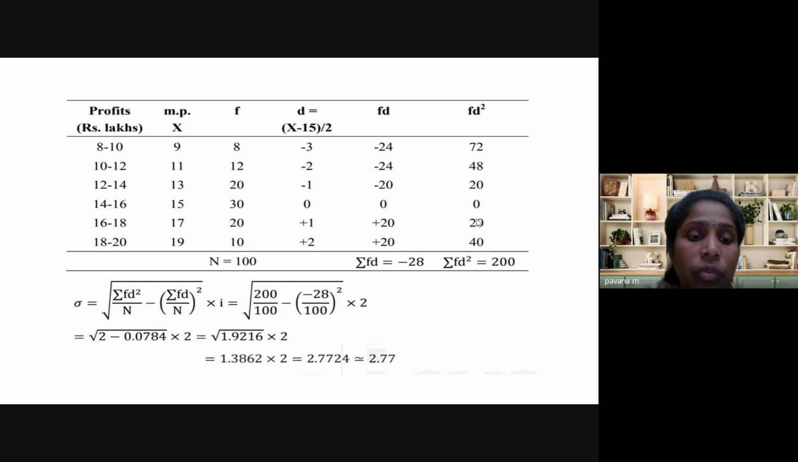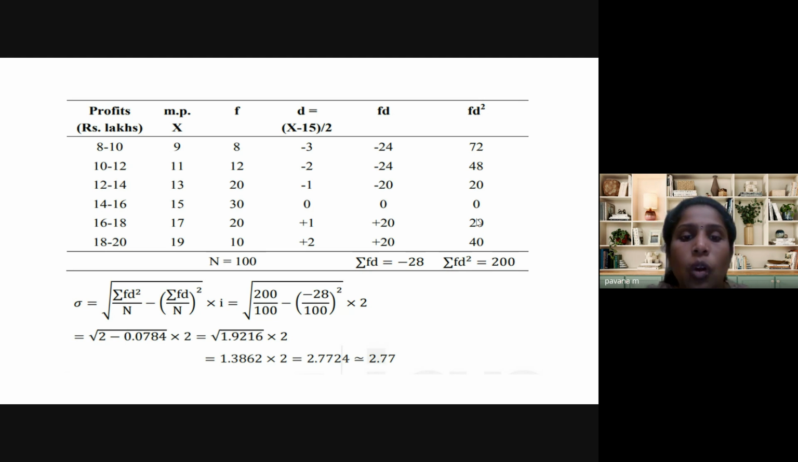Since it is an even series with 6 observations, there is no middle value. That's why you have to take either 13 or 15. We are taking 15 because it is the greater value, and we will get a good number of values for calculation purposes. We are taking the greater value as the auxiliary point. You can take 13 also, but it will complicate the calculations. That's why we are taking the greater value, 15, in this series.